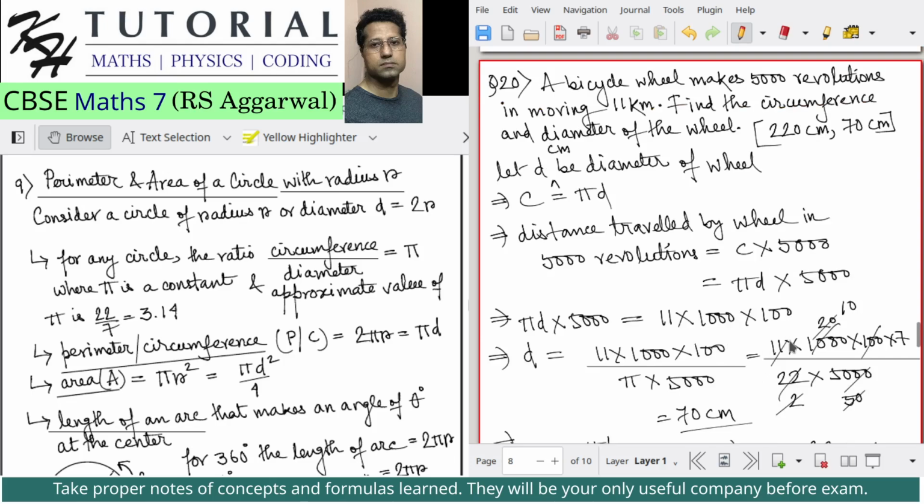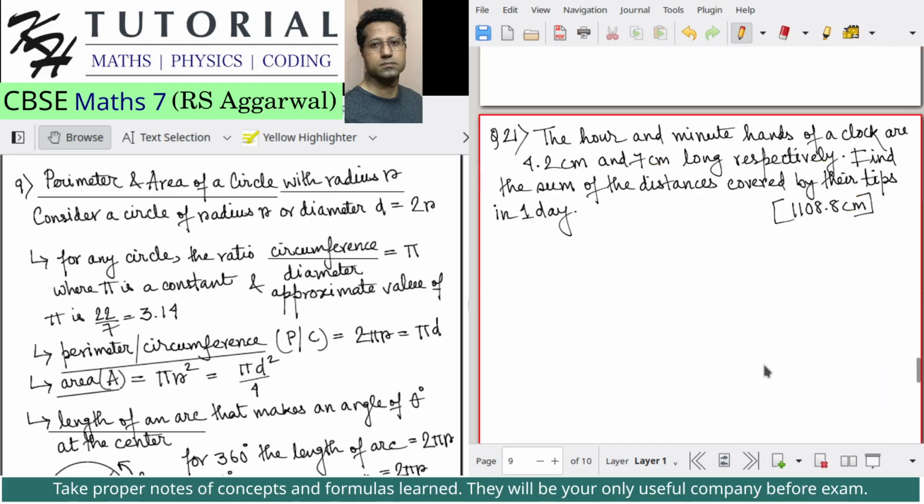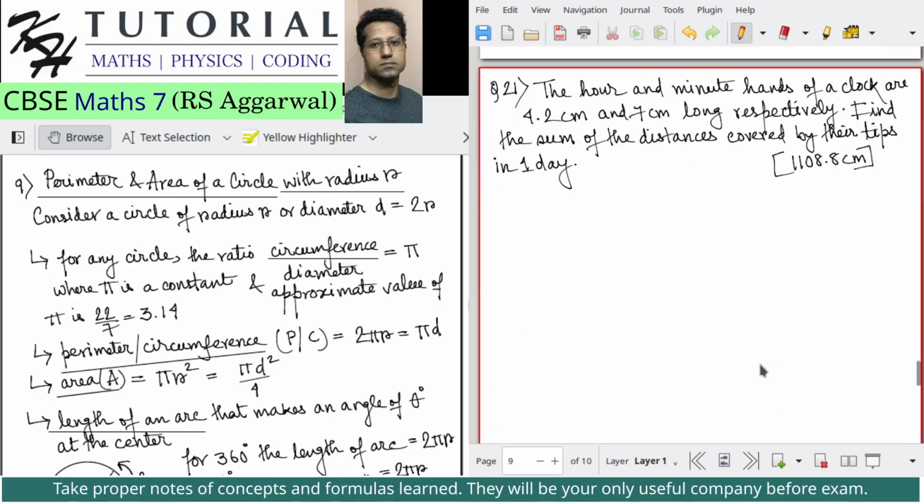Okay, let's do the last problem, that is question number 21. The hour and minute hands of a clock are 4.2 centimeter and 7 centimeter long respectively. Find the sum of the distances covered by their tips in one day.